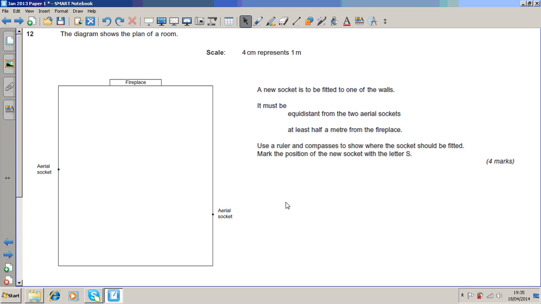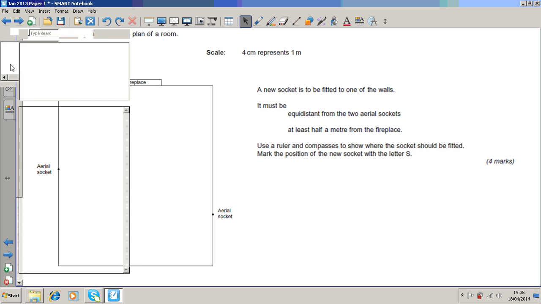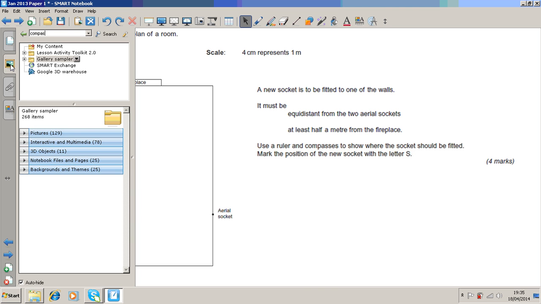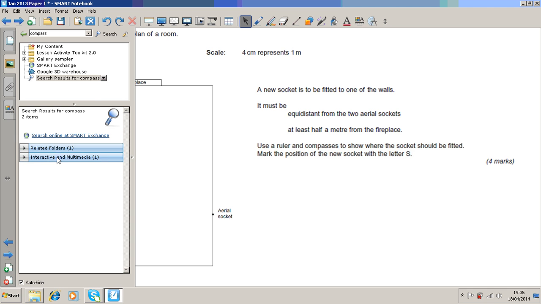Number 12. The diagram shows the plan of a room and new sockets to be fitted onto one of the walls. It must be equal distance from the 2 arrow sockets and at least half a metre from the fireplace. Need a compass. Hopefully this will work.